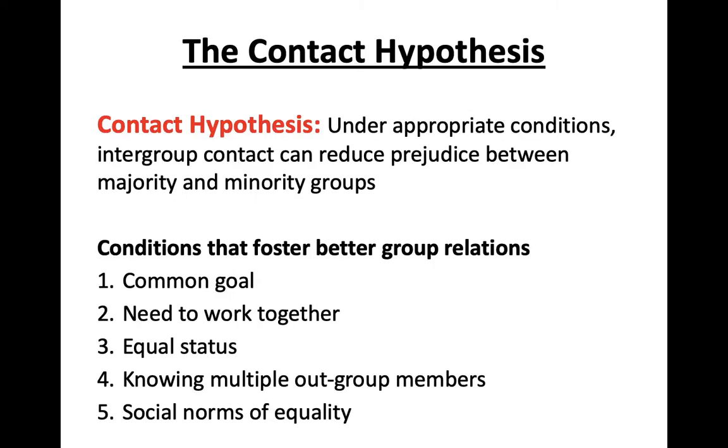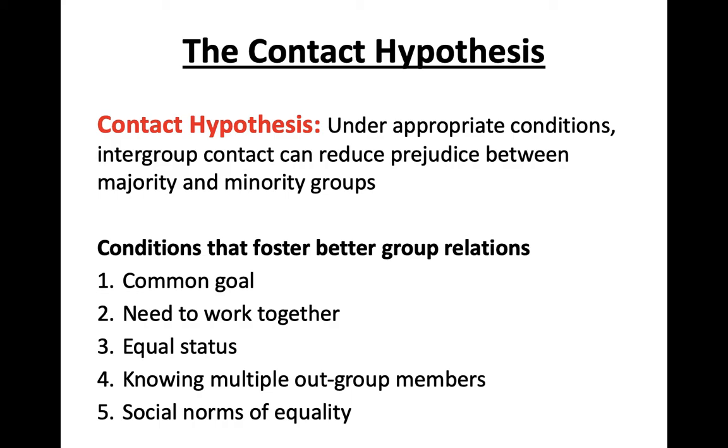In fact, there's been research in social psychology that does show that under appropriate conditions, interaction and contact with members of other groups can actually reduce prejudice, and specifically between majority and minority groups. Okay, so we can reduce prejudice and discrimination under the right circumstances. What are those circumstances? You need to get groups together to work towards a common goal.